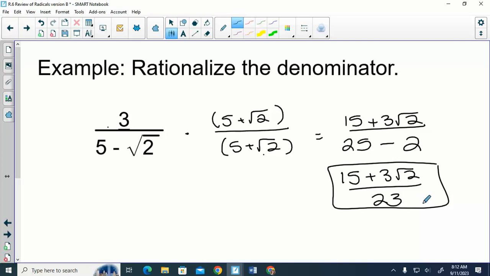Are those okay? Let's talk about if it's not just a square root.